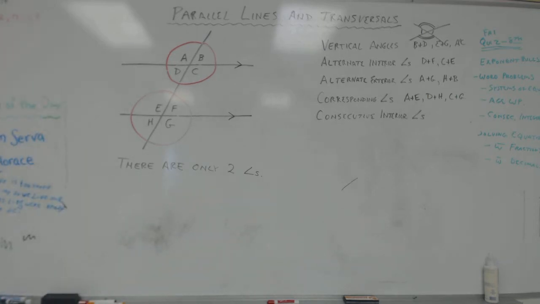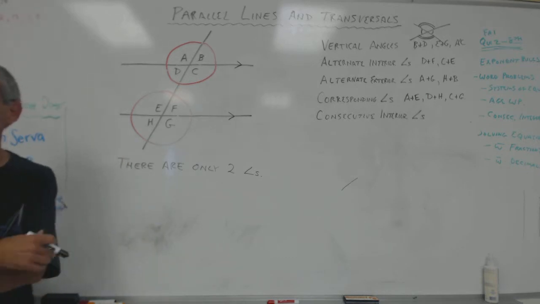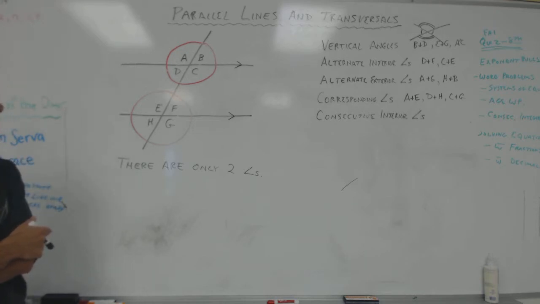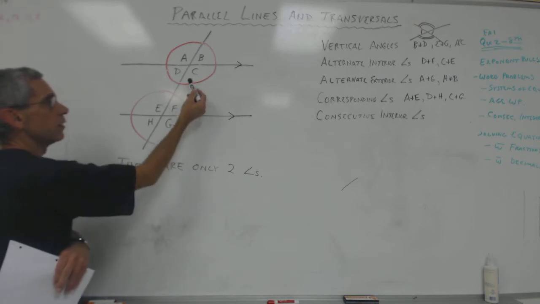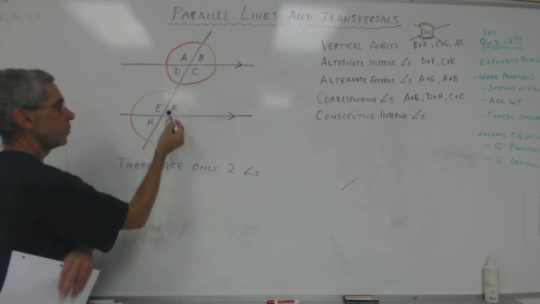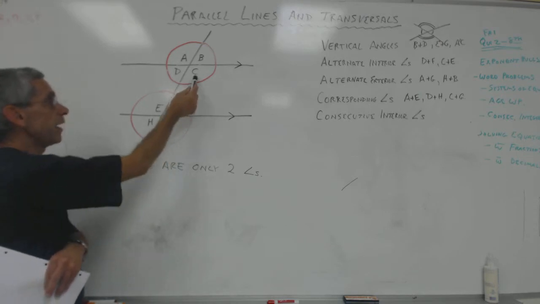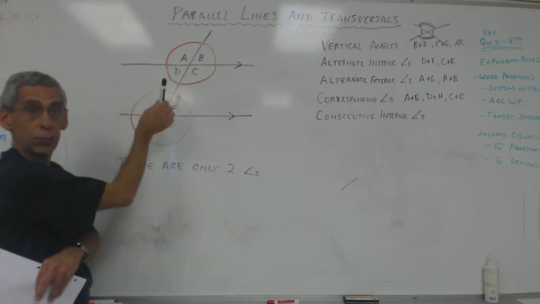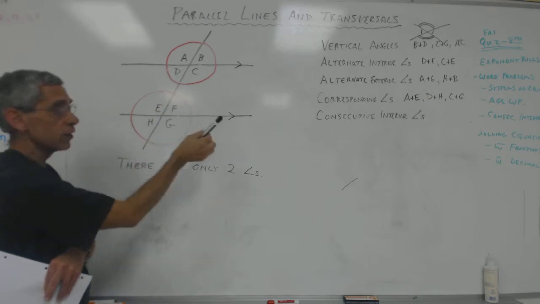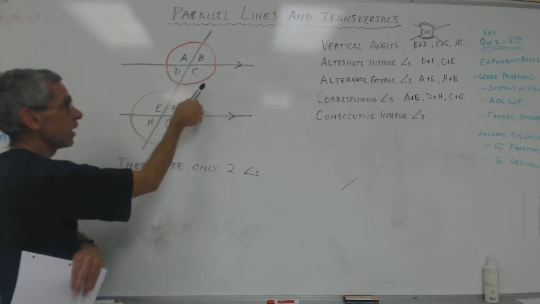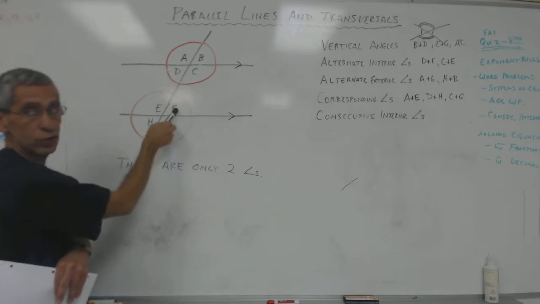Consecutive interior. Now, are they equal? Give me an example of two consecutive interior angles. C and F. C and G are what? Bottom right, bottom right. Those are called corresponding angles, right? But C and F are on the same side. They're both interior, right? They're consecutive interior. They're both inside. They're on the same side of the transversal.